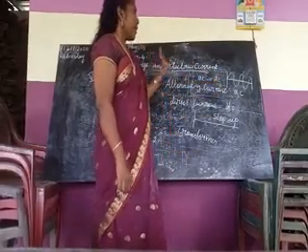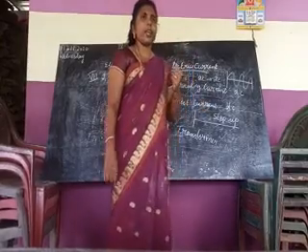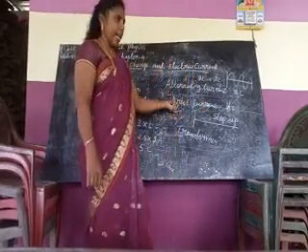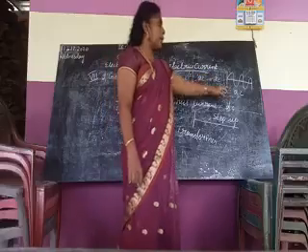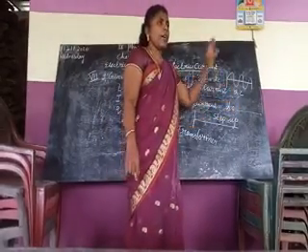Now we learned about two types of current. What are the two types of current? Alternating current and direct current. So alternating current we can say AC and direct current we can say DC. We have learned about the advantages also.